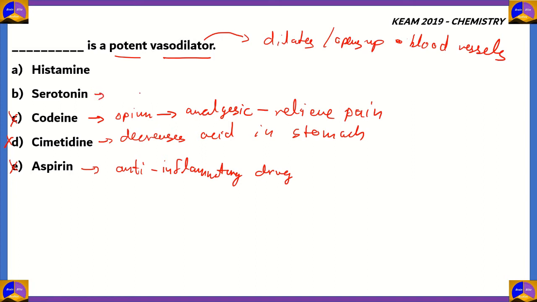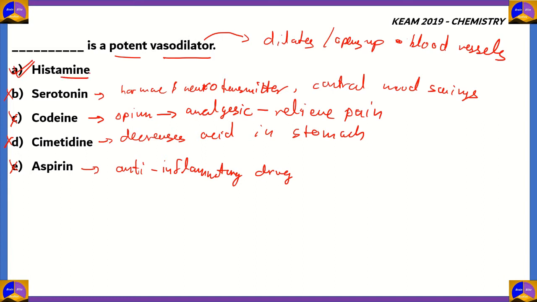Option B, serotonin. Serotonin is a hormone as well as a neurotransmitter, and its primary function is to control mood swings. So therefore, option B is also incorrect. The correct answer is option A, histamine. Histamine is a potent vasodilator, and that's why we use antihistamine drugs whenever we have an allergy, because the vasodilation takes place a lot and you want to control it.